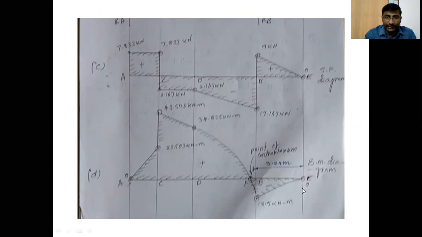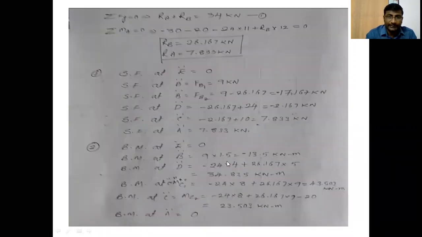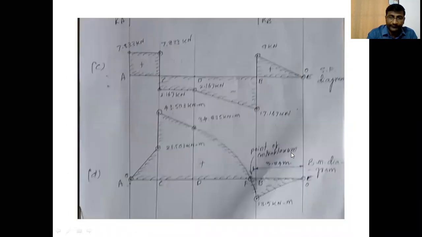Then the bending moment at point B is minus 13.5 kilonewton meter. So it is on the negative side of the baseline, 13.5 kilonewton meter located below the baseline. Okay, locate this 13.5 somewhere else.